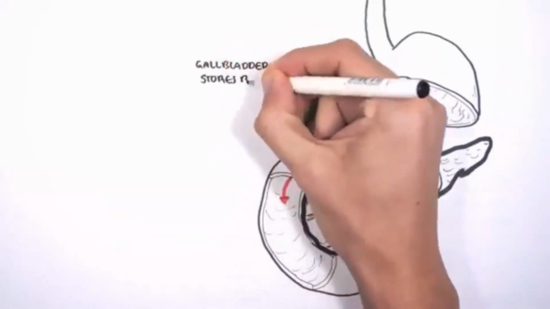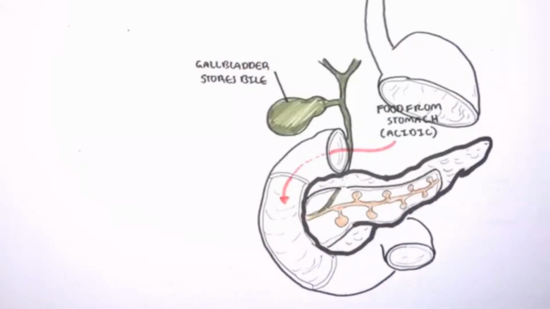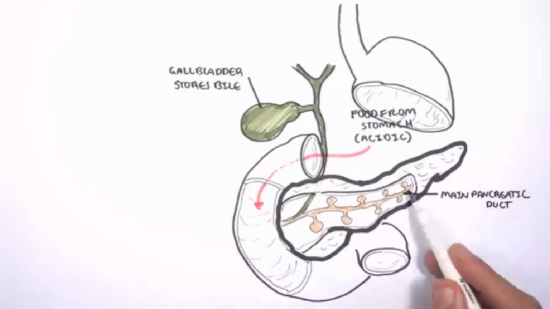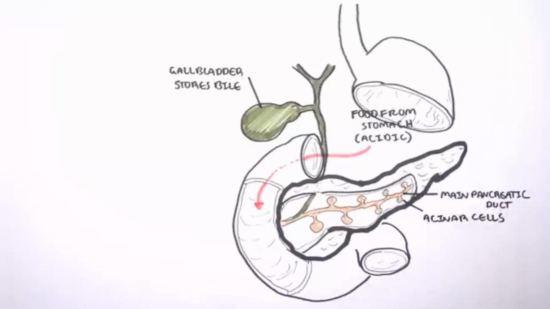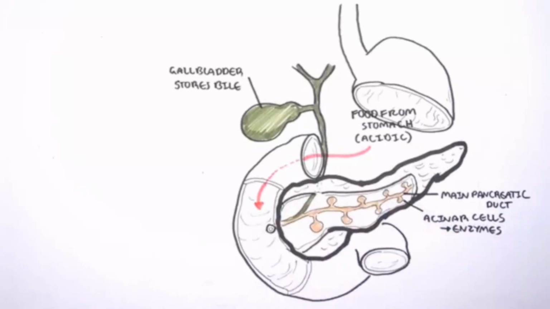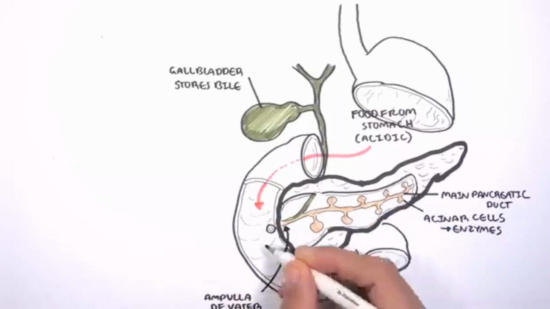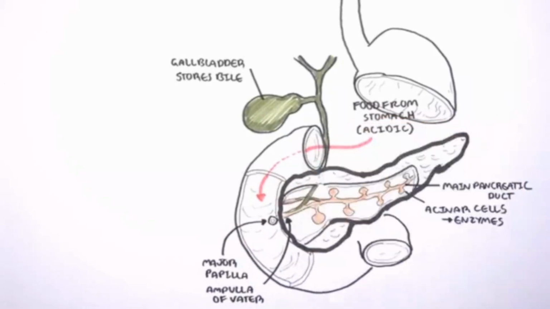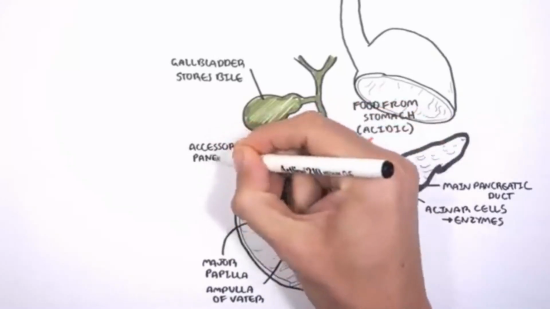When food is in the small intestine, the gallbladder is stimulated to secrete its stored bile into the duodenum. Also, the pancreas is stimulated to secrete digestive juices into the main pancreatic duct and then into the duodenum. The juices are produced from the acinar cells, which again produce the enzymes to help in the digestion of food. The common bile duct and main pancreatic duct converge at the ampulla of Vater before entering the duodenum through the major duodenal papilla.